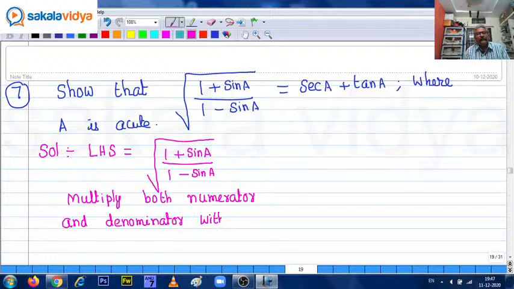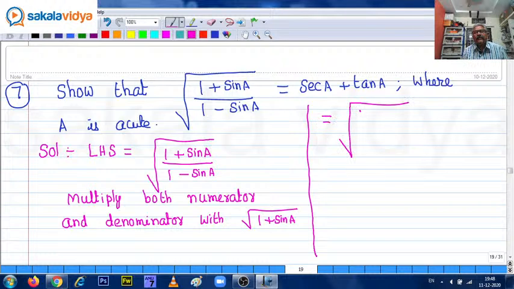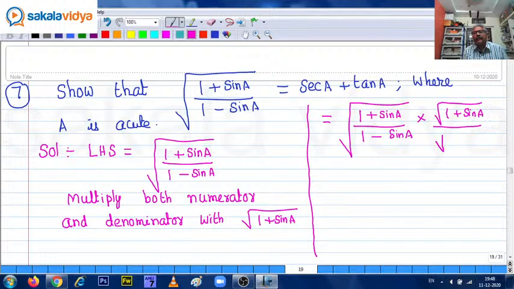With root of 1 plus sin A. Not 1 plus sin A, root of 1 plus sin A. Just carefully observe. Now this can be written like this: root over 1 plus sin A upon 1 minus sin A, being multiplied with root of 1 plus sin A upon root of 1 plus sin A. So this we can write root over 1 plus sin A into 1 plus sin A, 1 plus sin A whole square.